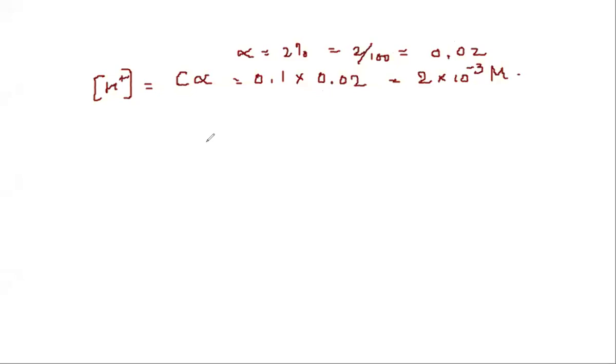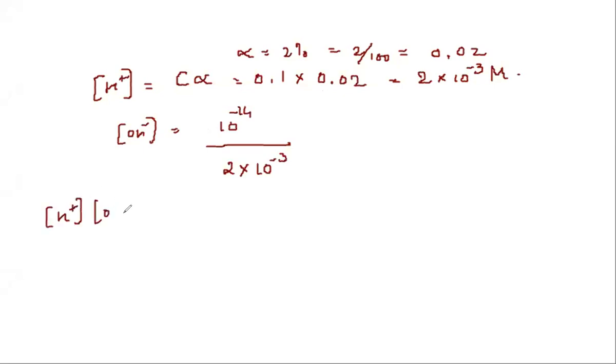2% means 2 by 100. Therefore, what will the OH minus ion concentration be? We know the ionic product of water is 10 raised to minus 14. So 1 into 10 raised to minus 14 divided by the H plus ion concentration, which is 10 raised to minus 3. Because I know this formula, H plus ion concentration into OH minus ion concentration is equal to Kw. Therefore, OH minus ion concentration is equal to Kw divided by H plus ion concentration.